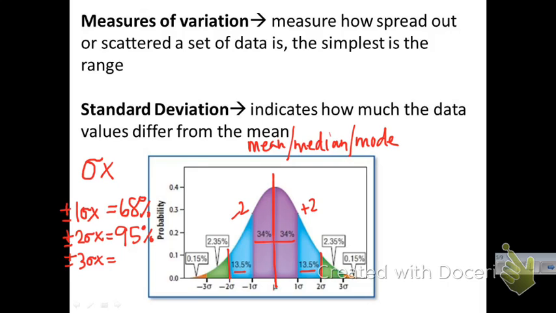Within 3 standard deviations of the mean, it takes you all the way here. And if we add up all of those values, it gets us to 99.7% of all our values will lie within 3 standard deviations away from the mean. So unfortunately we're going to need to know these numbers or these percentages for our homework. And I'll show you how we're going to use that.